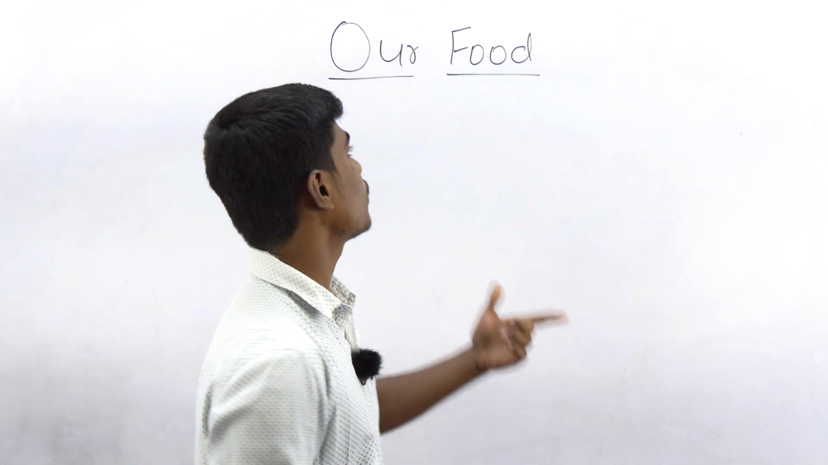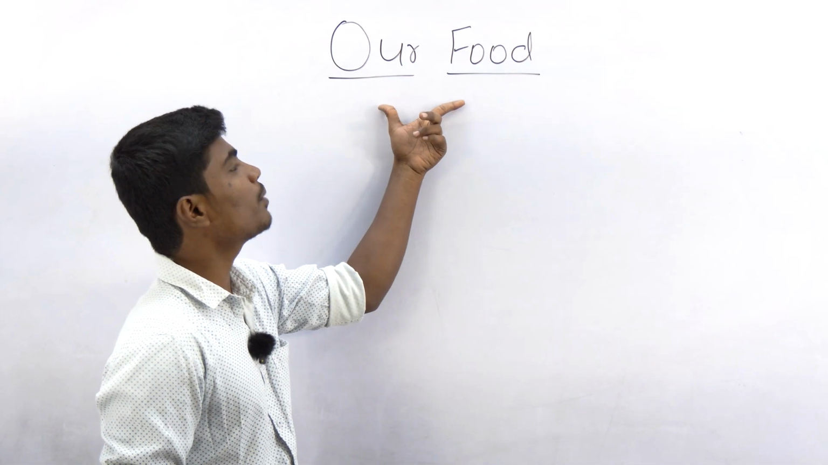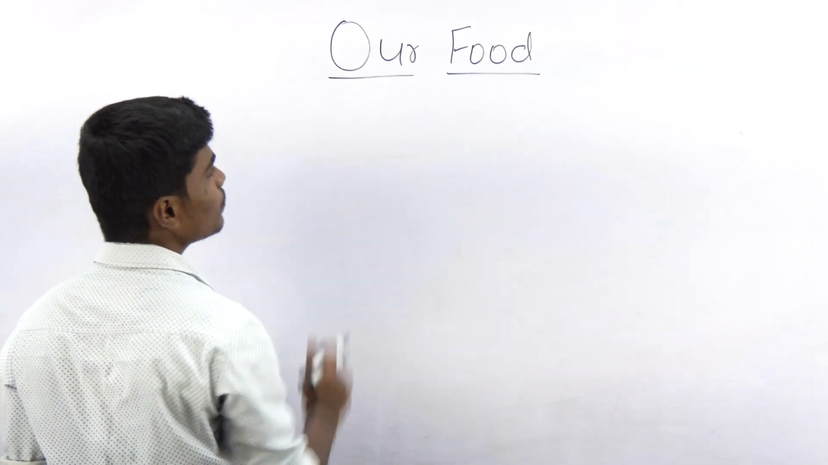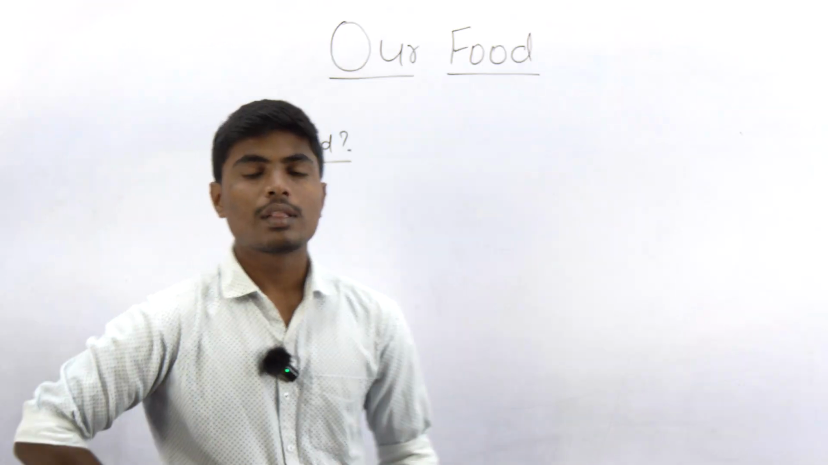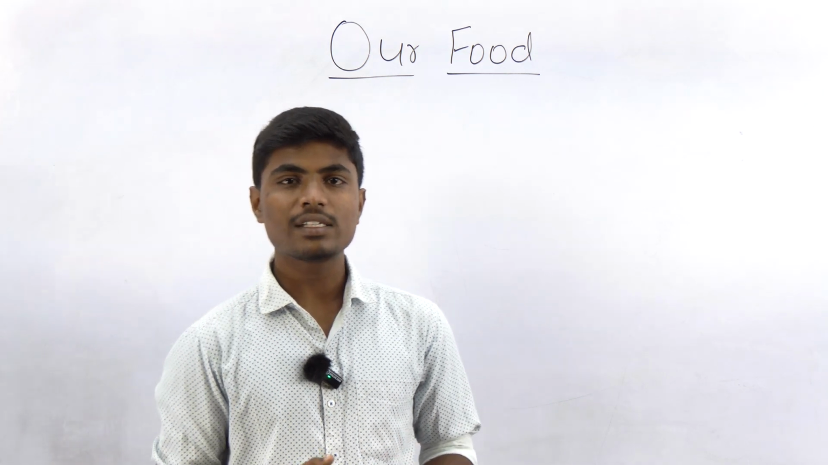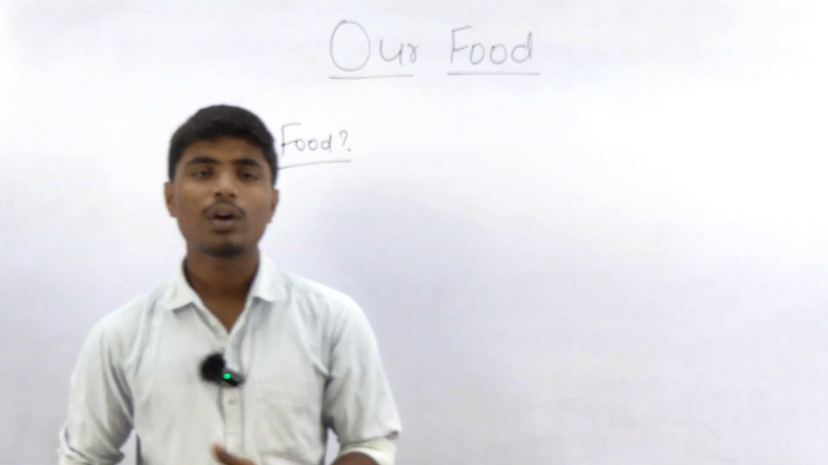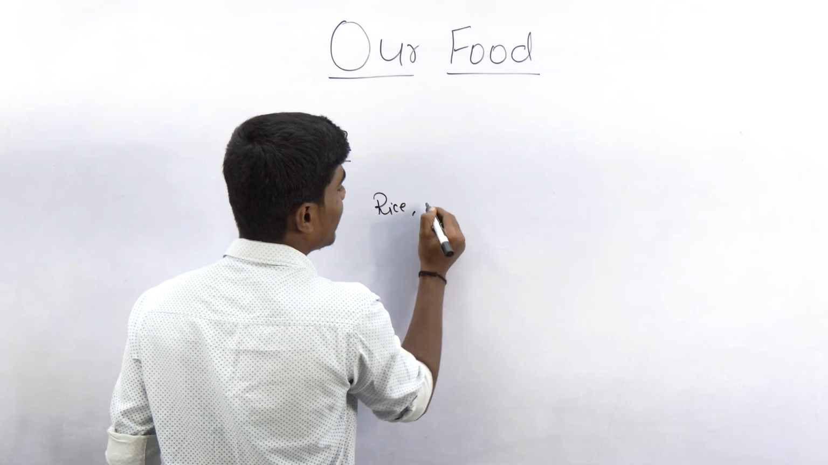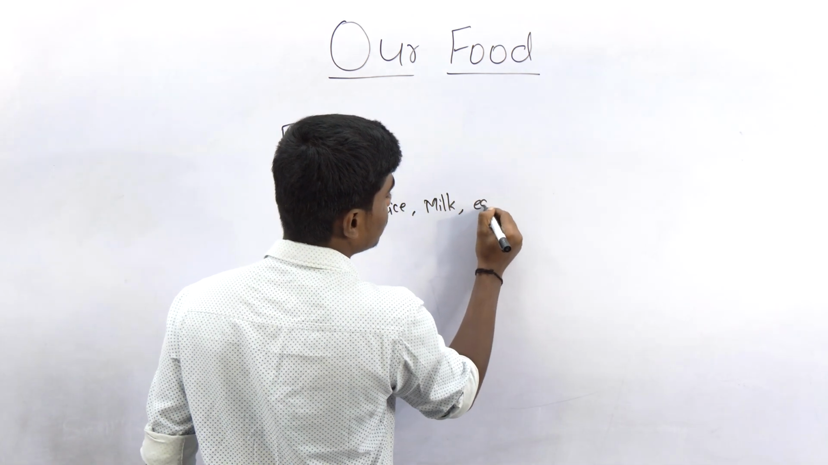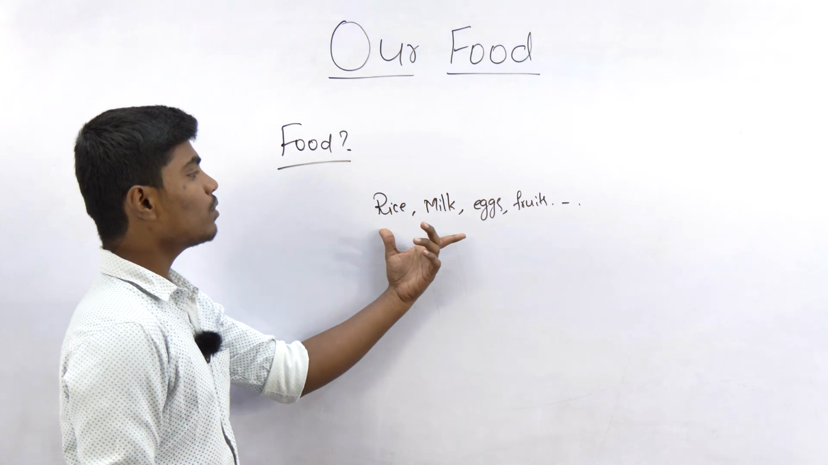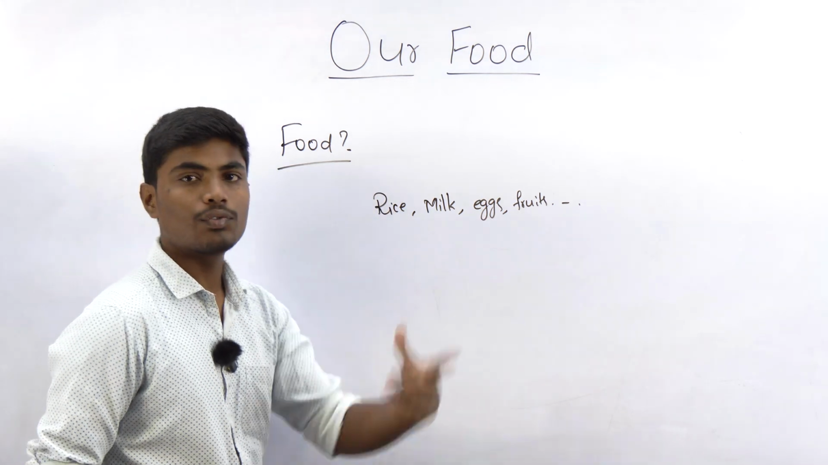In this class, our topic is our food, which is the first chapter of the science subject in 6th class. What is food? The general items we consume daily in our day-to-day life to get energy are called food. The items we consume to get energy, like rice, milk, eggs, fruits, are the different types of food items. So this is called food.